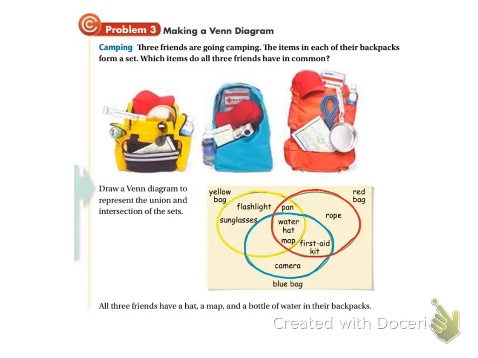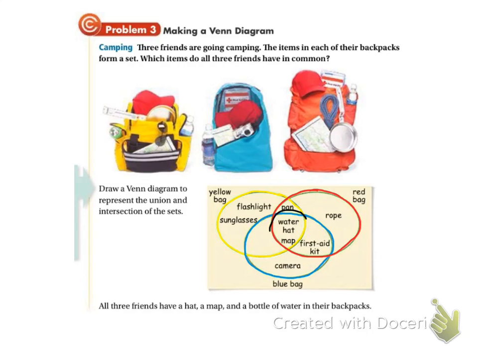So what item did each person bring that was common between them? If you look at the yellow circle here, the things right here are the things that only the yellow backpack has. None of the other backpacks have them. This part right here is where the yellow and red intersect. They both brought a pan. Right here is where yellow and blue intersect. They don't have anything in common.